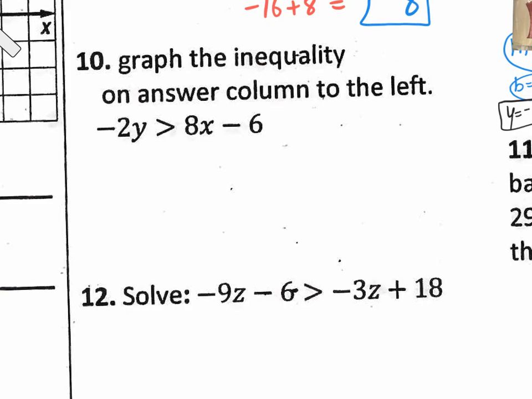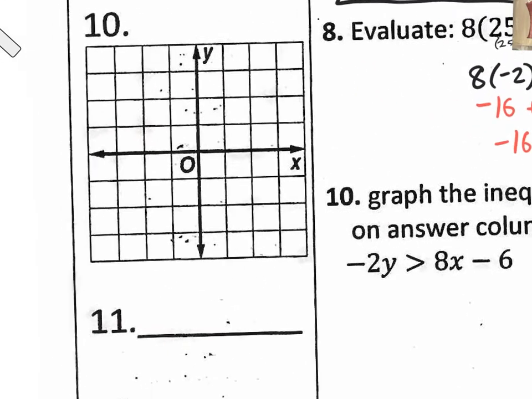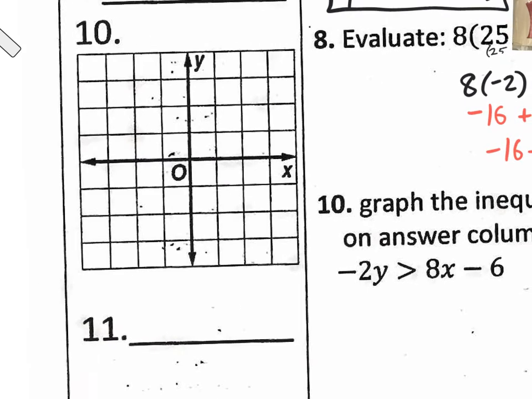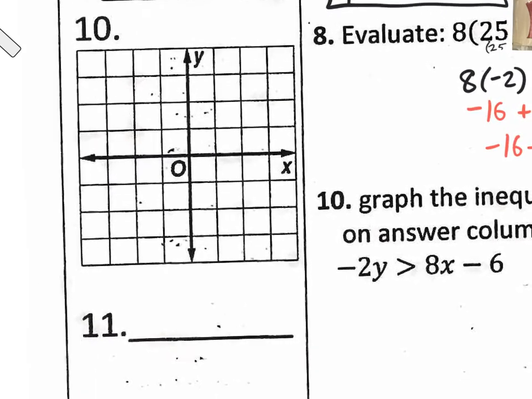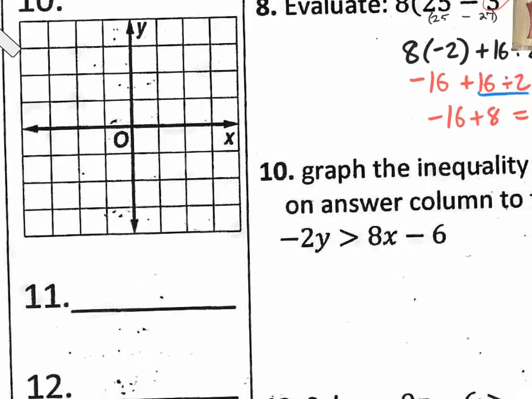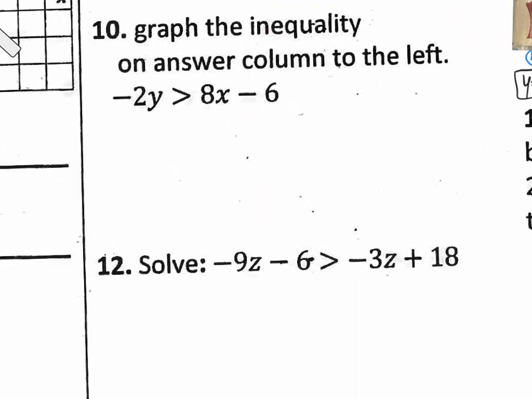It says graph the inequality on the answer column to your left. So we have a graph right here on the answer column. We want to graph the inequality. In order to graph it, you have to get the y equals mx plus b form first, slope-intercept form first. So I'm going to divide by negative 2, divide by negative 2, divide by negative 2. Now, because it's an inequality, you are going to flip the inequality symbol. It's going to be y is less than negative 4x plus 3. That's your inequality that you want to graph.